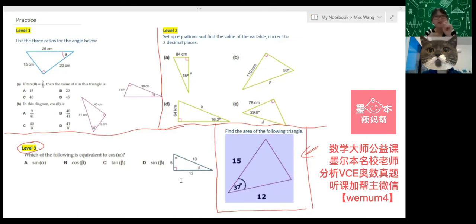If you know the formula, now I want you to think about why this formula works.